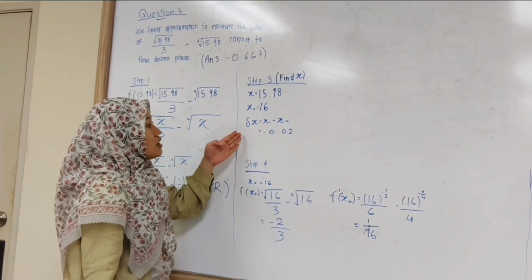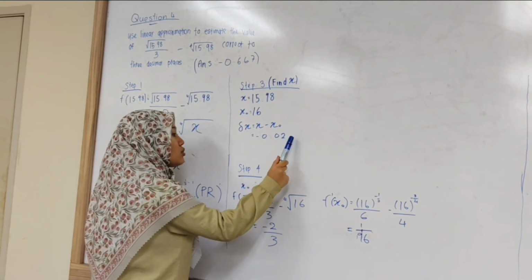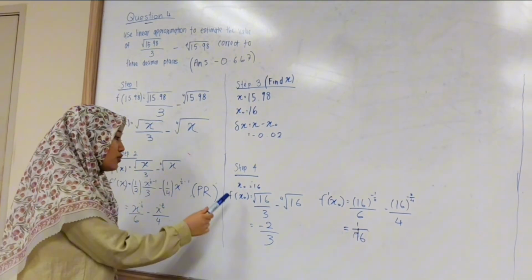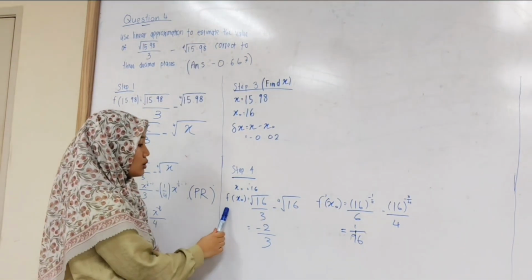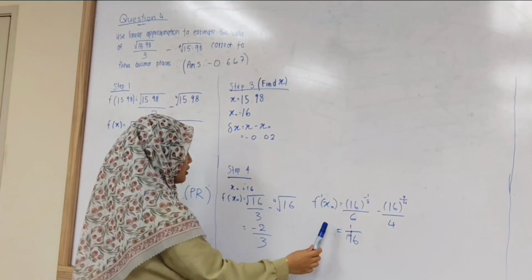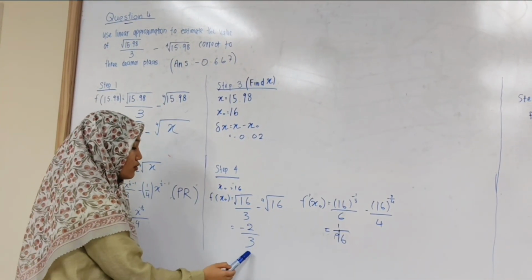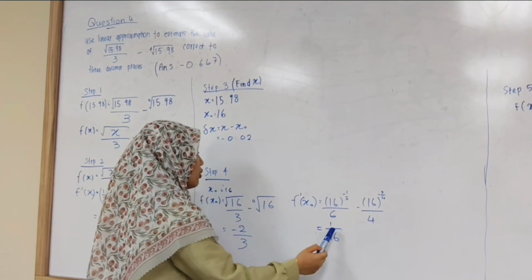Now we're going to calculate the change in x, for which the formula is x minus x naught, and we got negative 0.02. Next, moving to the fourth step, we're going to substitute x naught into our function and first derivative function. For the function at x naught, we got negative 2 over 3, and for our first derivative function, we got 1 over 96.